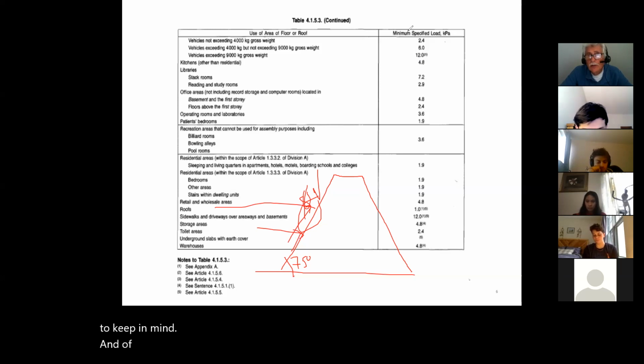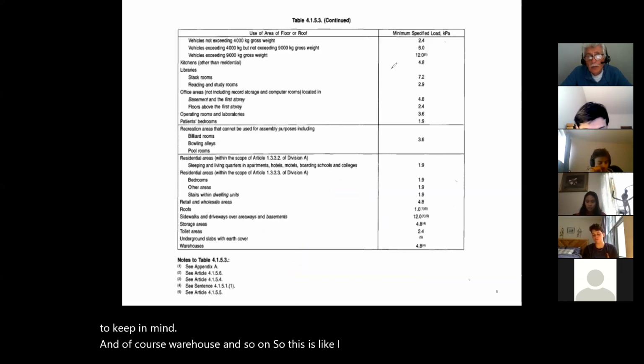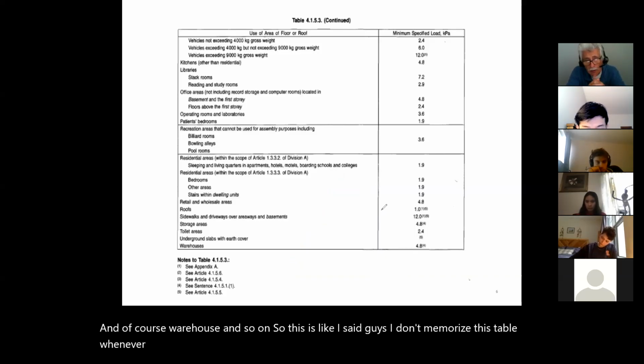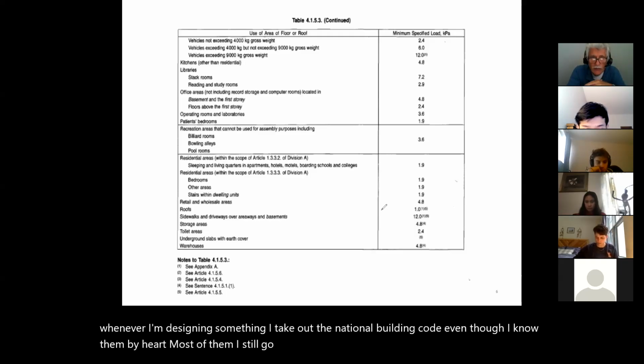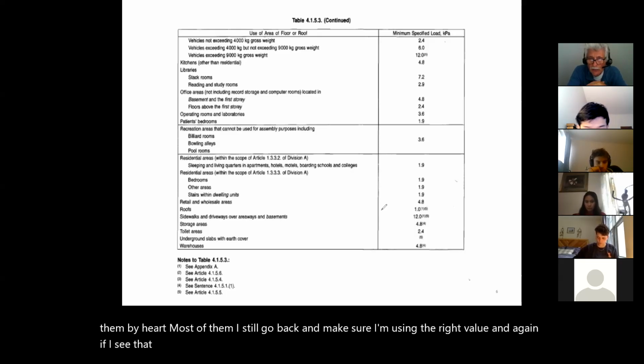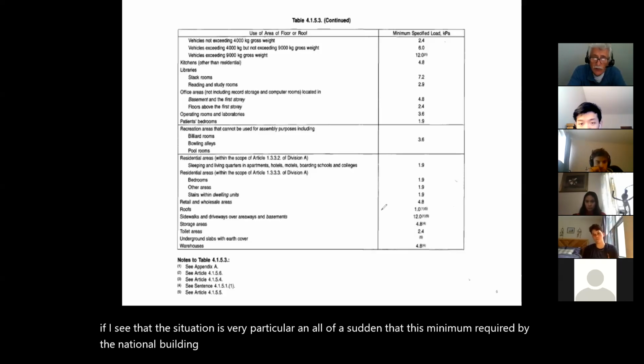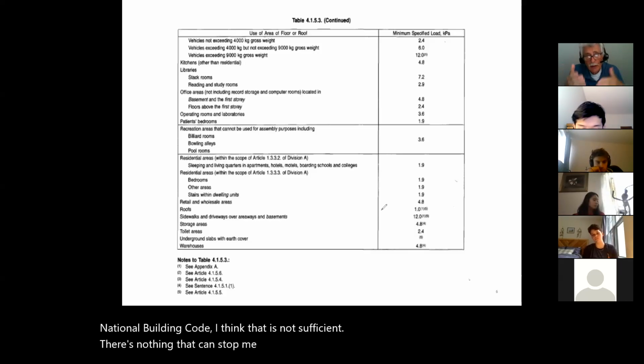So this is, like I said, guys, I don't memorize this table. Whenever I'm designing something, I take out the National Building Code. Even though I know most of them by heart, I still go back and make sure I'm using the right value. And again, if I see that a situation is very particular and that the minimum required by the National Building Code is not sufficient, there's nothing that can stop me from increasing it to make it even higher.